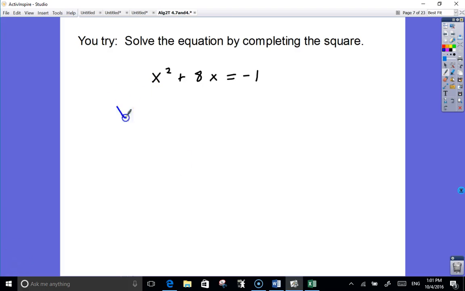Okay, so x squared plus 8x. Leave a space, negative 1. What do I have to add into the left-hand side? You have to add 16, right? Half of 8 is 4. 4 squared is 16. But if I add 16 to that side, I've got to add 16 to that side.